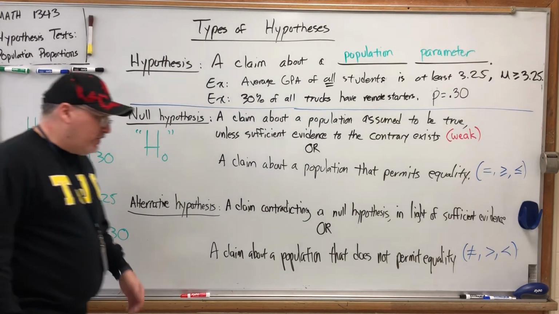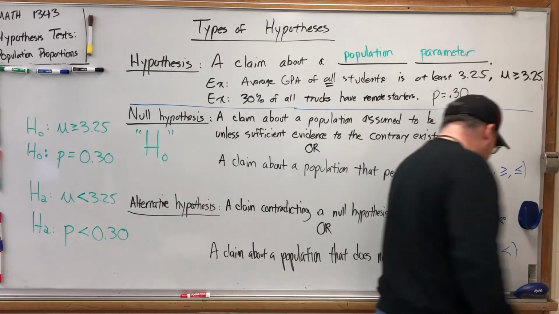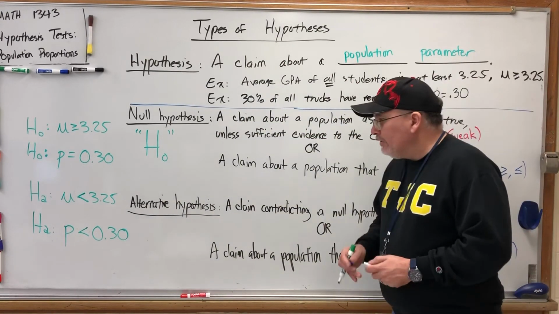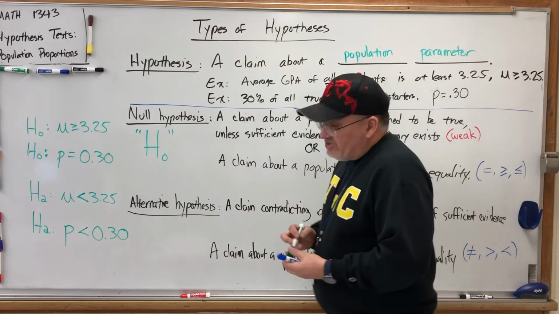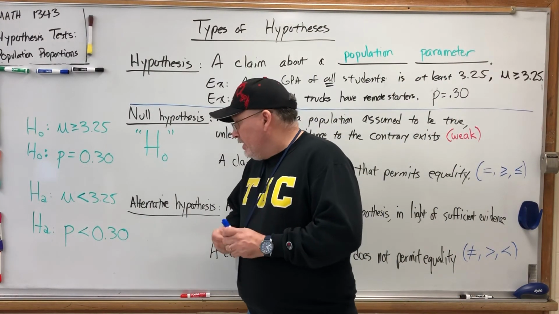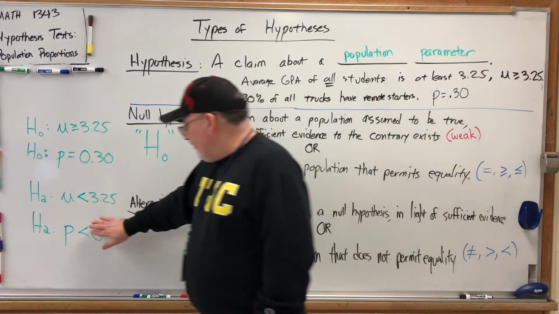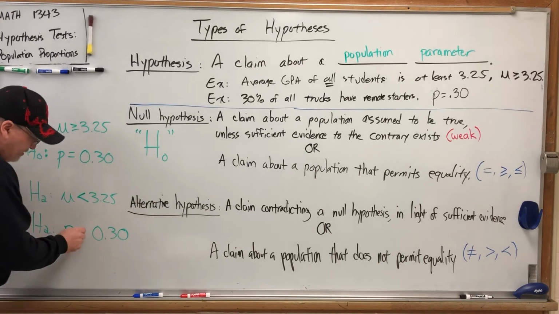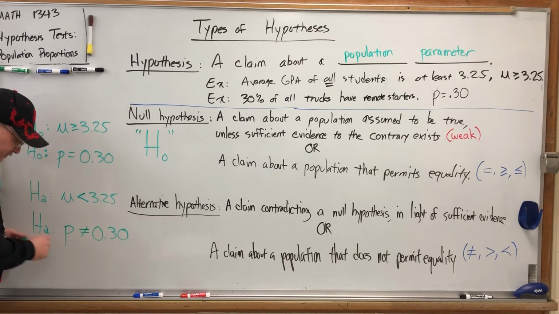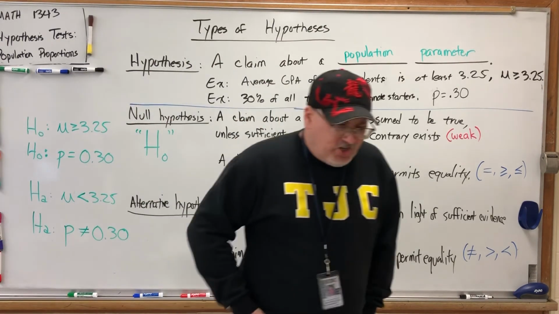So how do you know which one to use? Well, it will almost always be contextual. I will say this, though. In some of the problems that we're going to be doing, you'll be given an alternative hypothesis but you won't be given a null hypothesis. I'm just going to put this as not equal because I wanted to. Doesn't really matter. Without context, I have no reason to put anything particular there.